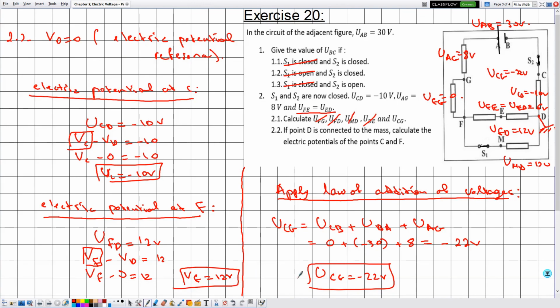And by this we have finished solving this exercise. So that's it for me in this video, guys, and this is the last part of this chapter.